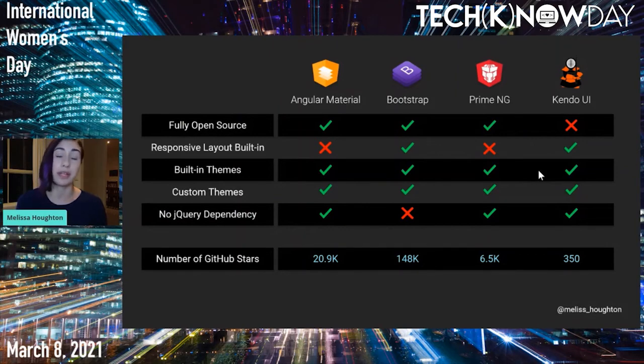PrimeNG is another component library that I've used before, and it has a whole lot of different components available for you. It has a lot of similarities to Angular material, but a different look and feel. And that one also doesn't have a responsive layout built in, so you also have to use a separate library for that. Kendo UI is another really good component library.